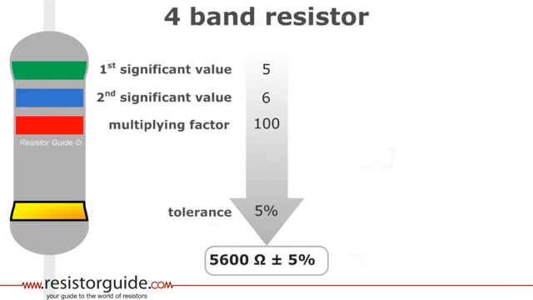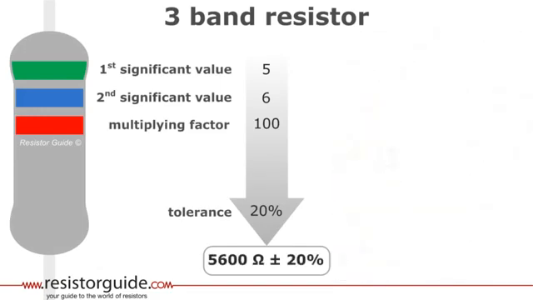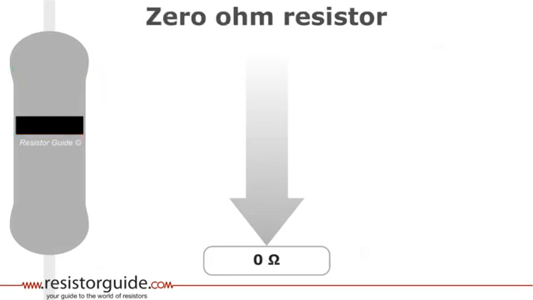If the fourth band is not colored, we have a 3-band resistor. By looking in the chart, we see that the non-colored band means that the tolerance of the resistor is 20%. The resistance is still the same, but the tolerance has changed. Nowadays, this is nearly not used anymore. For example, in antique radios you can find 3-band resistors. Lower than 3 bands does not exist, with one exception: a 0 black band. This is also called a 0 ohm resistor.